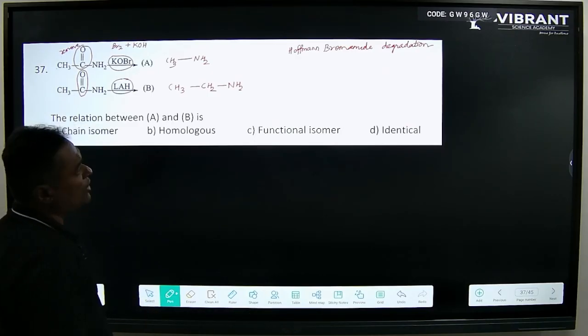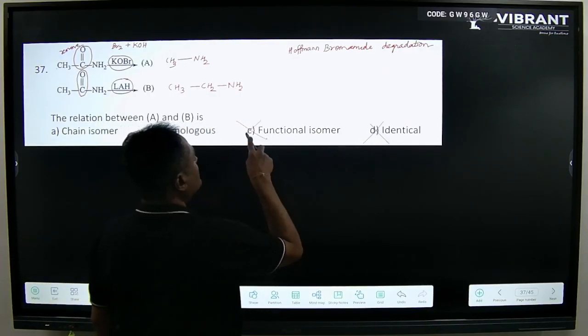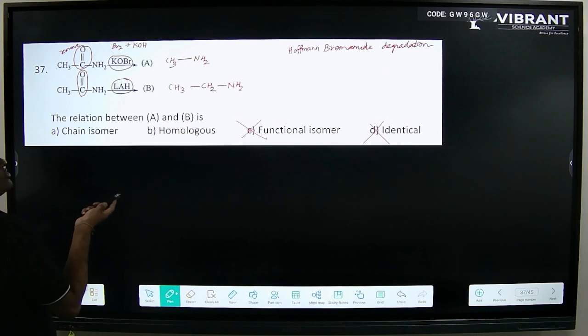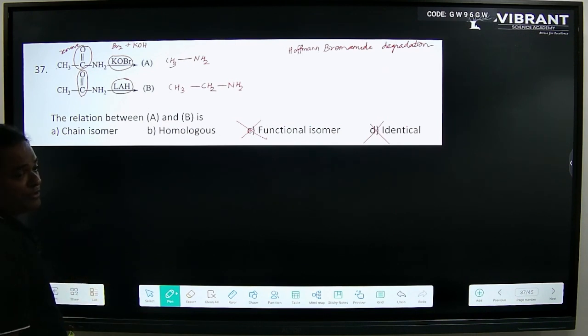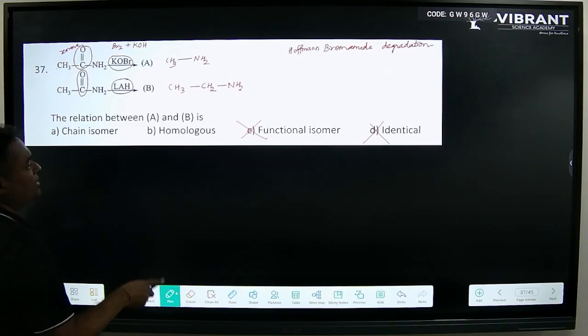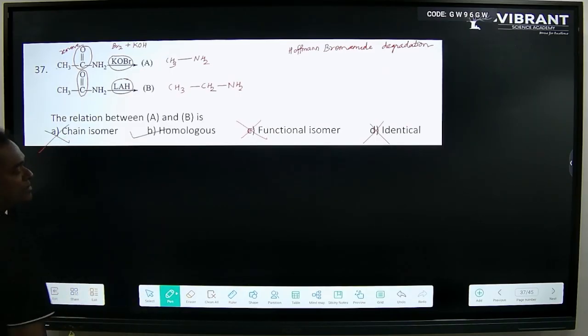I think they are not functional isomers, they are not identical because they are two different compounds clearly. They are not chain isomers also, because for isomers to take place, they should have the same number of carbon, same number of hydrogen, same number of nitrogen. Here the correct option is that they are homologous members.